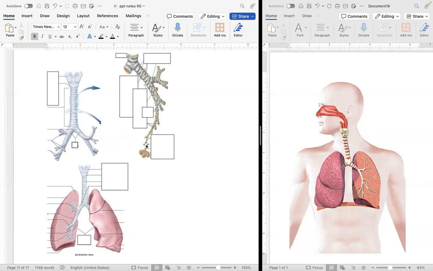and they branch into the terminal bronchioles, respiratory bronchioles, and then finally into the alveoli, where actually the gas exchange happens via diffusion in our body.